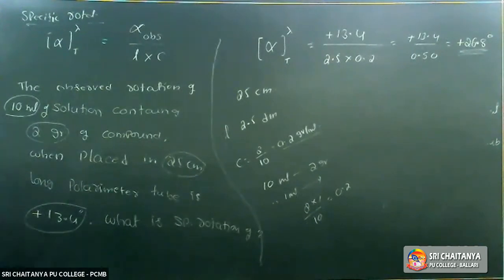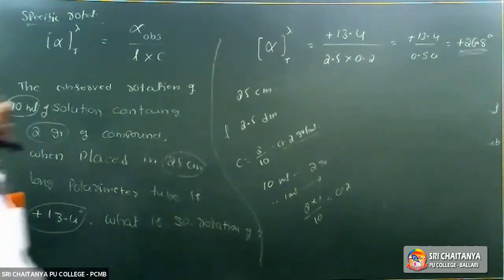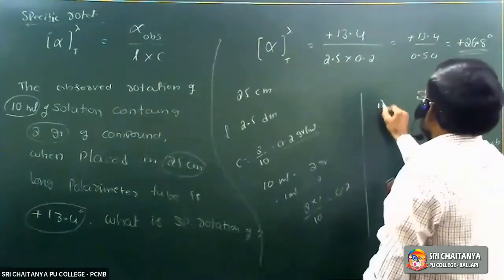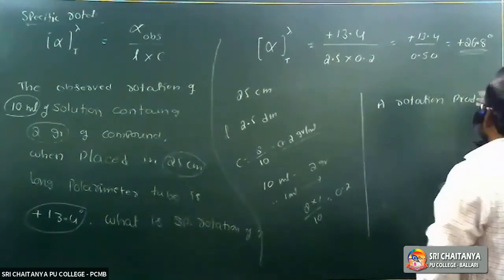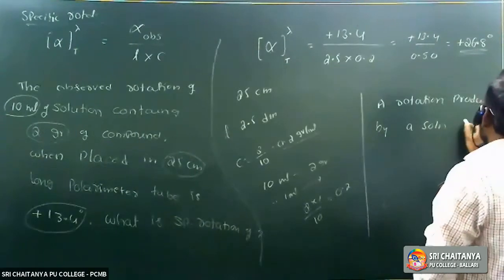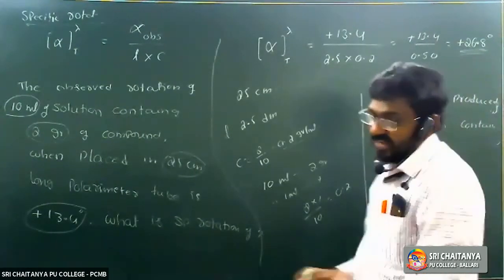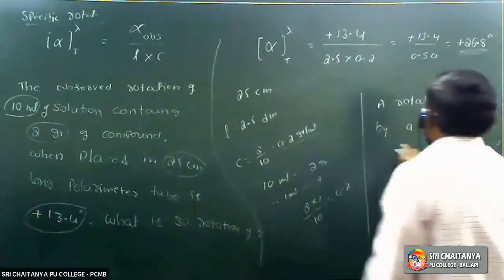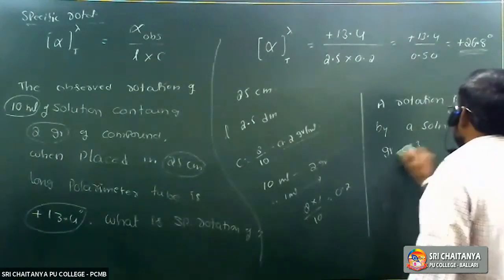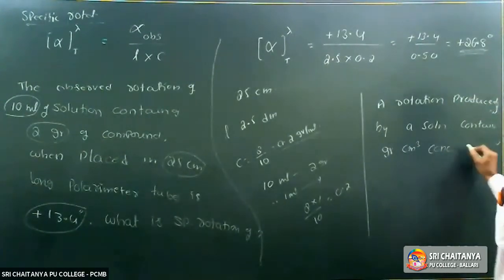Now, what is a specific rotation? Take the definition. Specific rotation is defined as the rotation produced by a solution containing, with concentration taken in grams per milliliter, that is gram per cc or gram per centimeter cube, placed in a polarimeter tube.